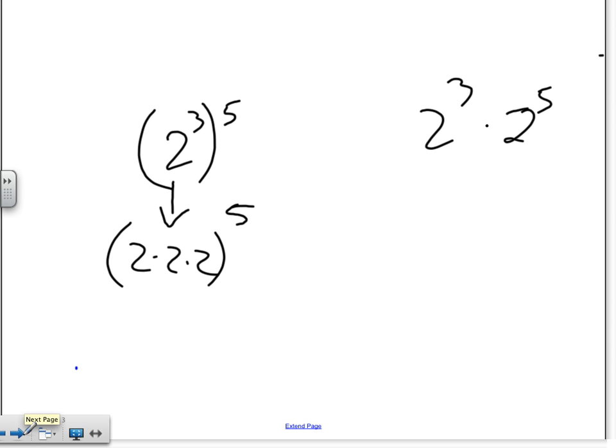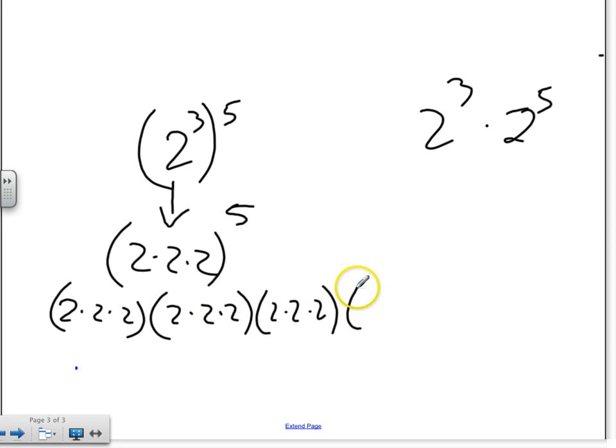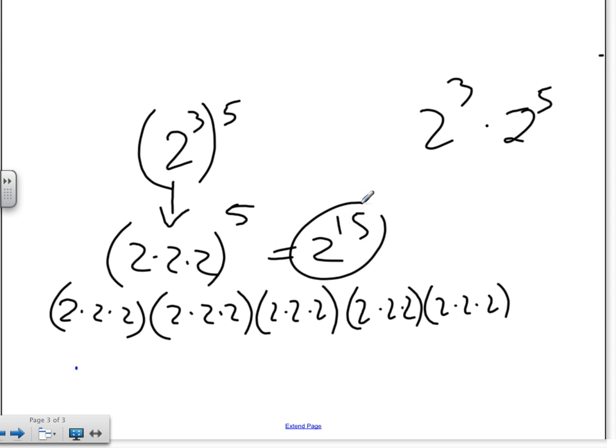You see it? So in this case, we would have 2 times 2 times 2. That's one set. But how many sets? 5 of them. It's okay to actually write it out. You just test it yourself to prove it to yourself that that's what's happening. And then if you really count them all, 3. So how many sets of 3 here? 5. So how many 2s total? 15. So in other words, this can be simplified as 2 to the 15th power, right?